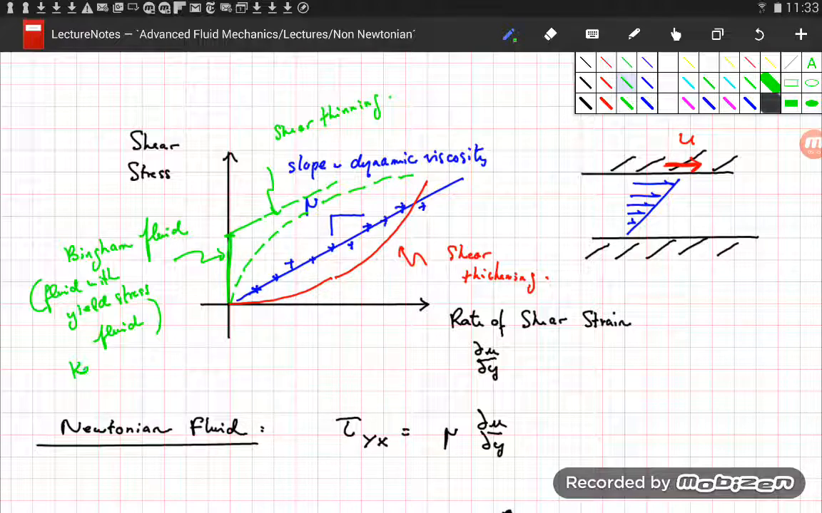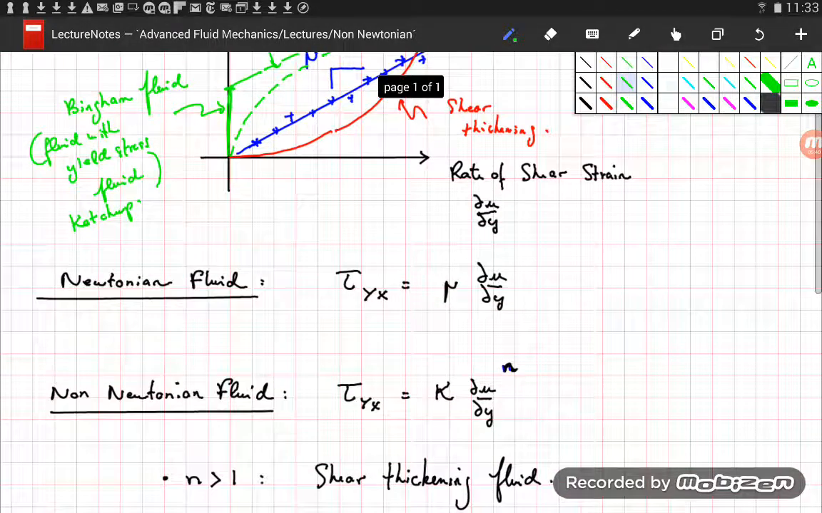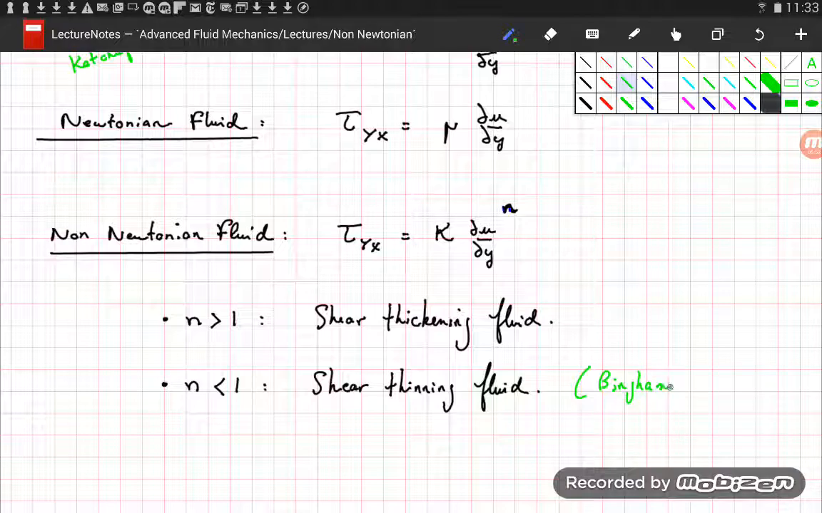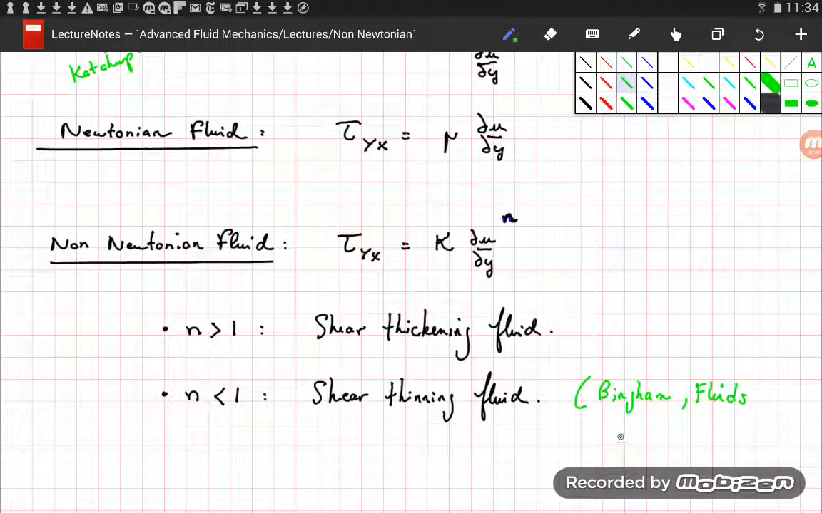And so ketchup, but a lot of other products like mayonnaise or everything which you spread are shear thinning fluids. So let me give you an example here. So Bingham fluids, that means yield stress fluids. For example, ketchup, mayonnaise are all shear thinning fluids.